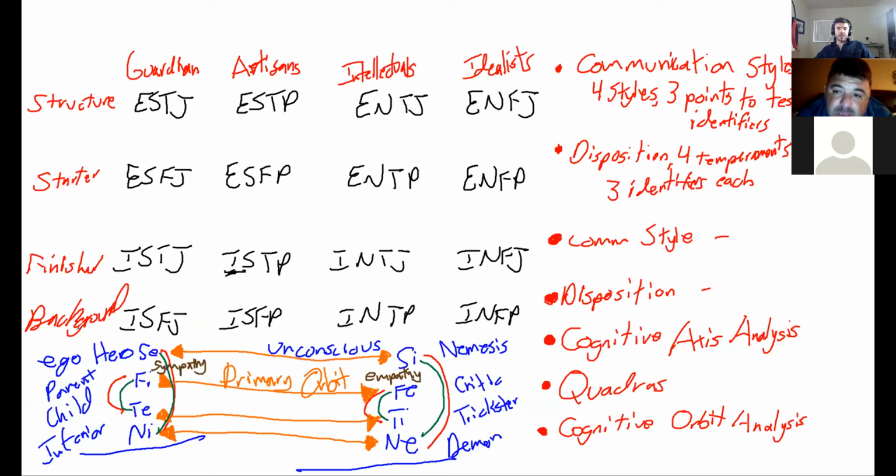Well, let's take a look at an INFP, shall we? FI hero, NE parent, SI child, TE inferior, okay? And then we have FE nemesis. Wait just a minute, but this is sympathy, Mr. C.S. Joseph. You're right. It is sympathy. Well, this is empathy, Mr. C.S. Joseph. You're right. It is empathy. Mr. C.S. Joseph, does that mean an INFP is capable of feeling sympathy and empathy simultaneously? Yes. Yes, that's exactly what that means.